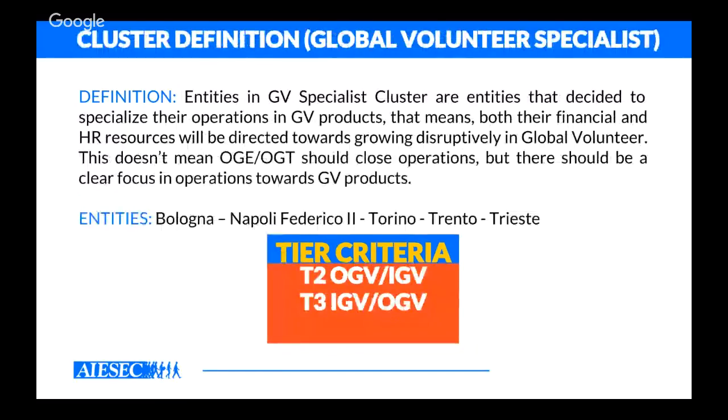Then we can go very fast to the specialist ones. The first one is the global volunteer specialist, the GV specialist. The criteria here is to be tier 2 in either OGV or IGV, so one of the GV products, of course, and tier 3 in the other one. So here again, you need to have a solid base. That means being in tier 3 of OGV, but your biggest, most performant product can also be IGV. And right now we have 5 LCs there.